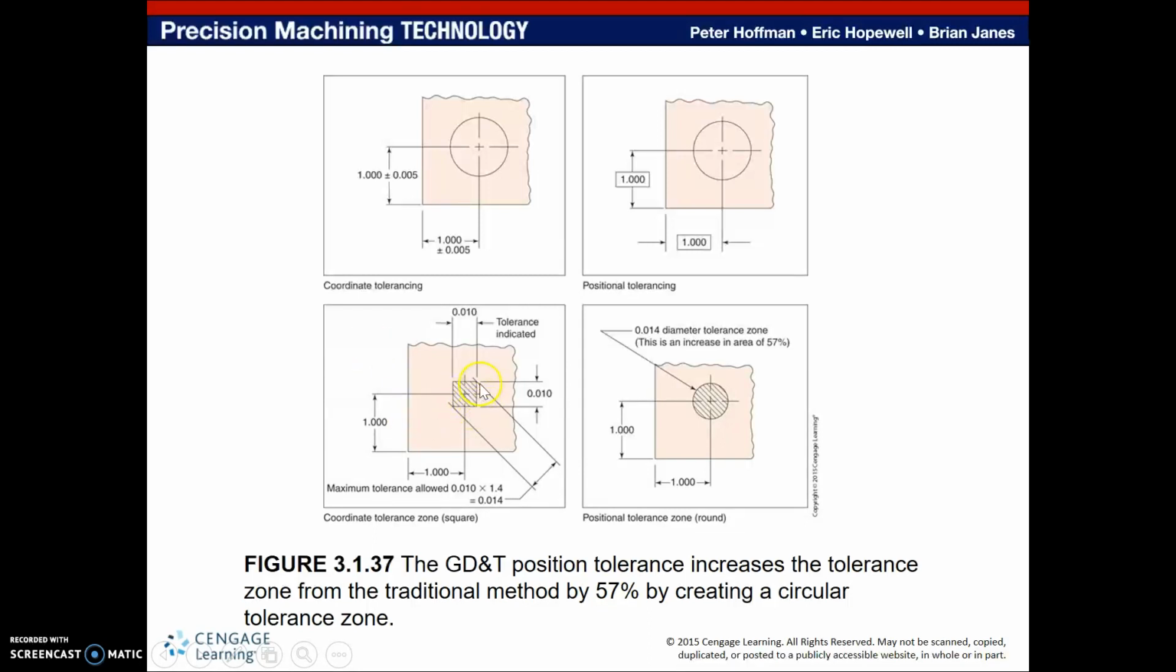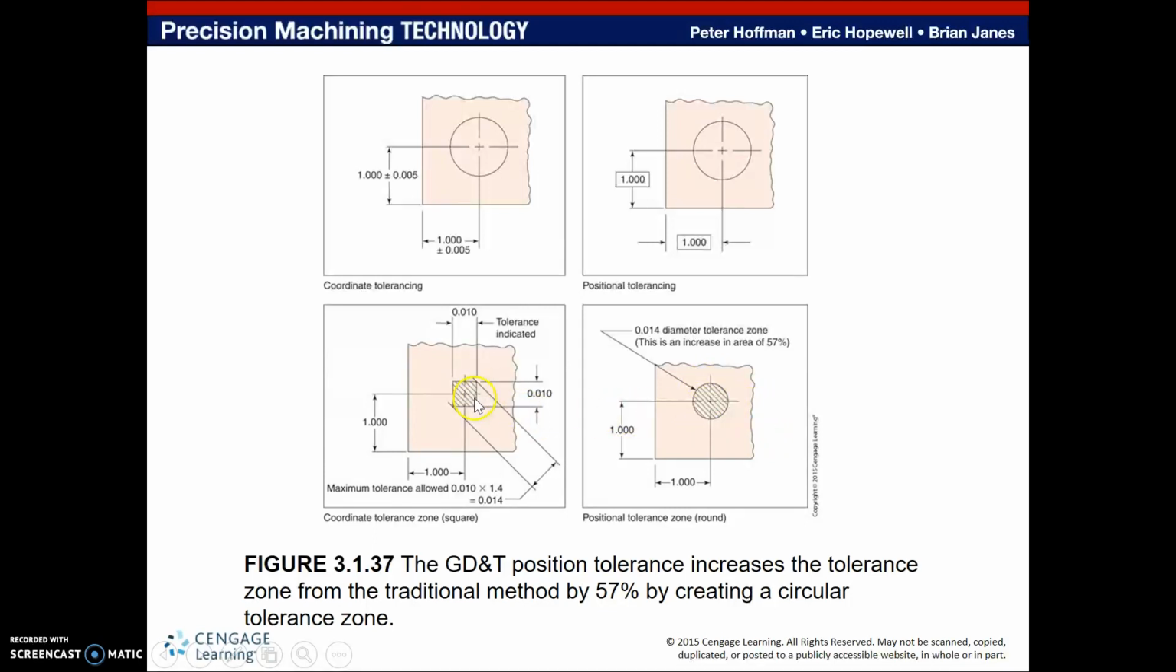So why are we using a geometric feature to call out a tolerance zone that doesn't really fit the practicality of the piece we're using to make that feature in the first place? What geometric dimensioning and tolerancing does is use what's known as diametrical or circular tolerance zones so that the center of the drill can fall within this circle.